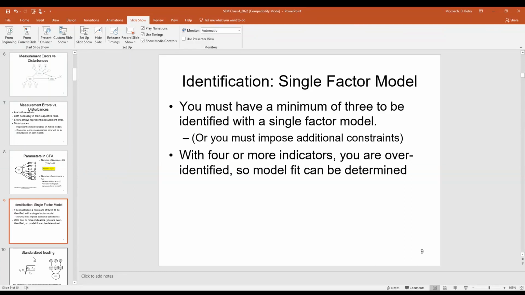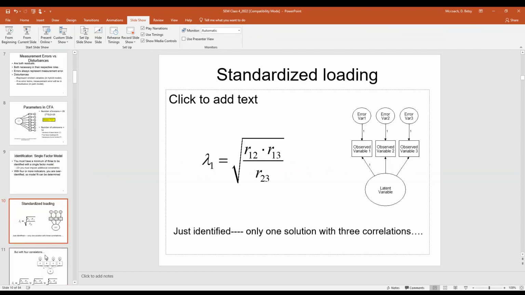So for a single factor model, we need 3 indicators to be identified. With 4 or more indicators in a single factor model, assuming we don't have a bunch of correlated errors, we're over-identified, and so we can actually determine model fit. We'll get a chi-square and degrees of freedom, which is nice, right? Because with a just identified model, you can't actually evaluate model fit. All right, so yeah, it's over-identified.